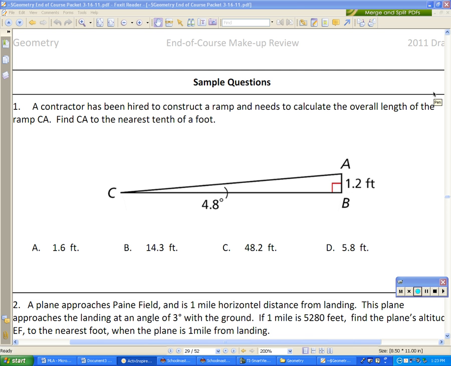Actually, what I want to do is I've got this up on the board. I'm going to give you perhaps a minute to work through it on your own, and then we'll check your work, okay? Okay, so how'd you get B? Sine of 4.8 degrees equals 1.2 over x, and so you go 1.2 divided by sine of 4.8, and you get 14.3 feet, okay?